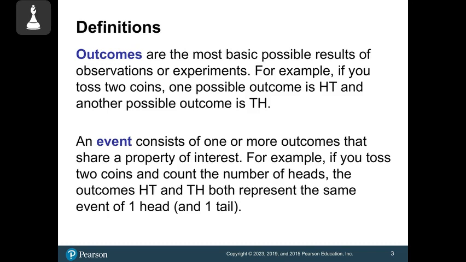An event consists of one or more outcomes that share a property of interest. For example, if you toss two coins and count the number of heads, the outcomes from above, head, tail, and tail, head, both represent the same event of one head and one tail occurring.